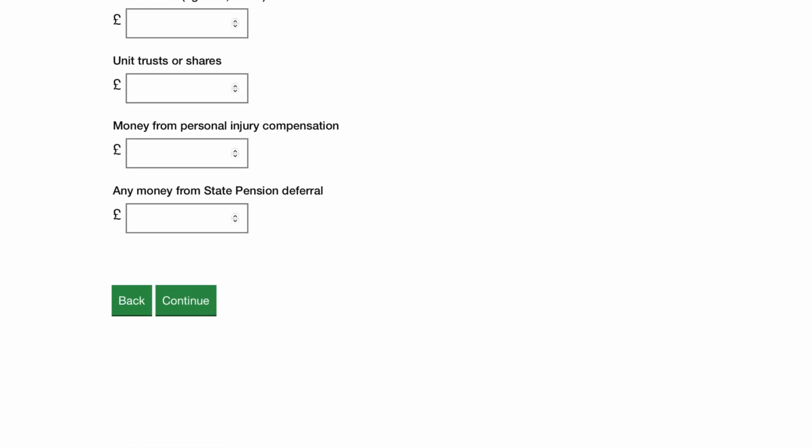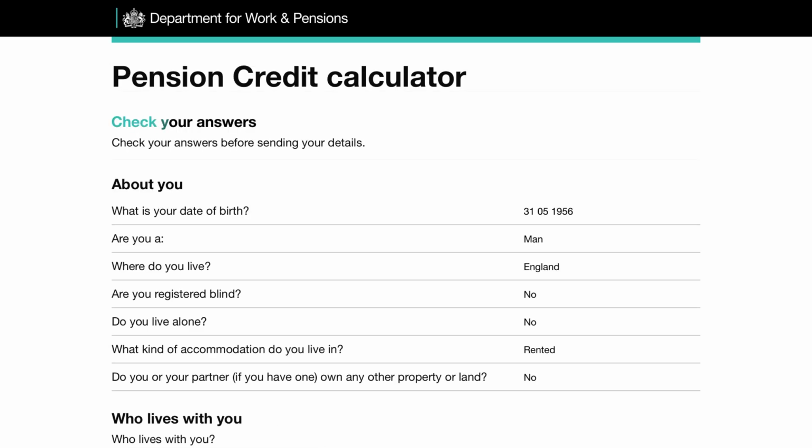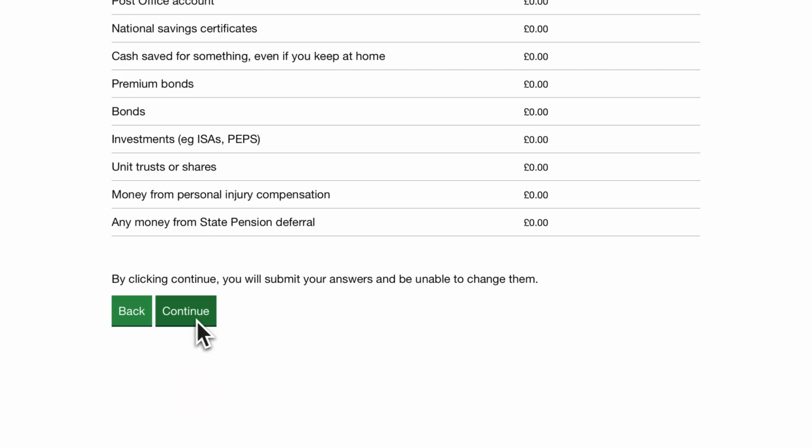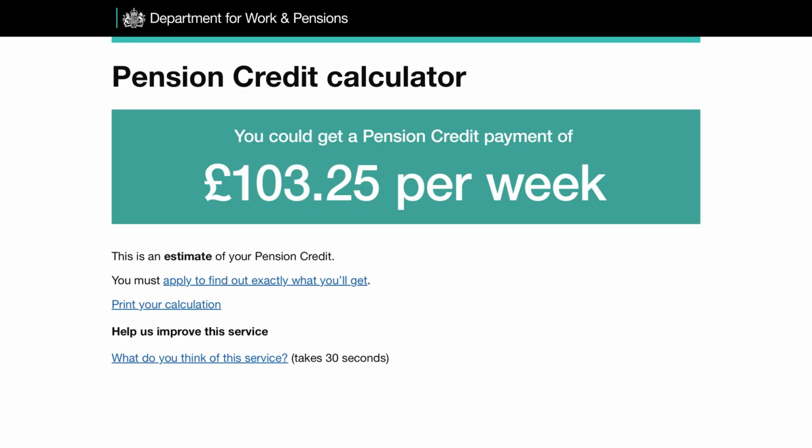Sajid then moves to the Check Your Answers section. He is happy with the answers that he has given and selects Continue. Sajid finds that he and Asiya may be entitled to £103.25 per week.